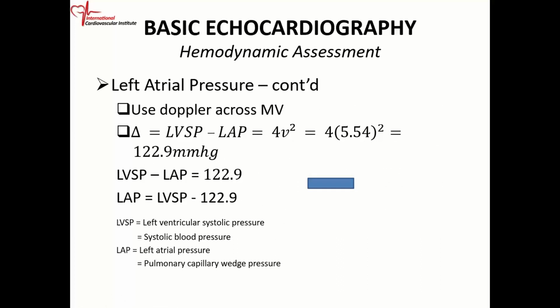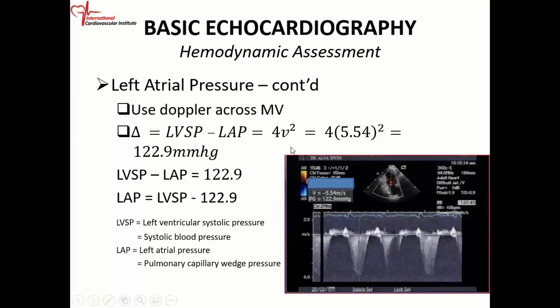So basically what you're going to do, you can use a 4-chamber view, you can use the 2 or the 3-chamber view. And if there's mitral regurgitation, again, the cursor is across the mitral valve, the sample volume is right in the mitral valve, and this patient has mitral regurgitation.